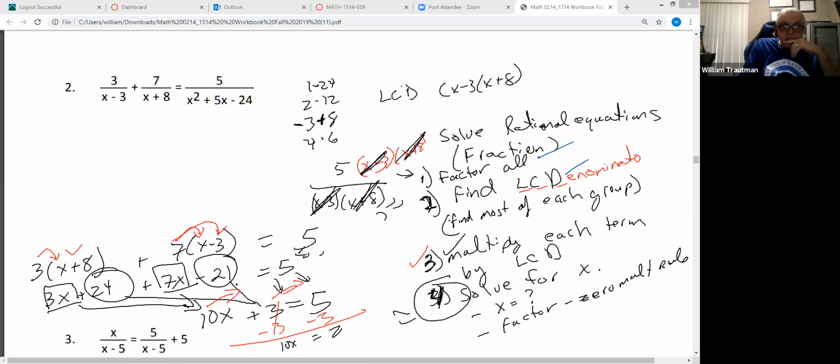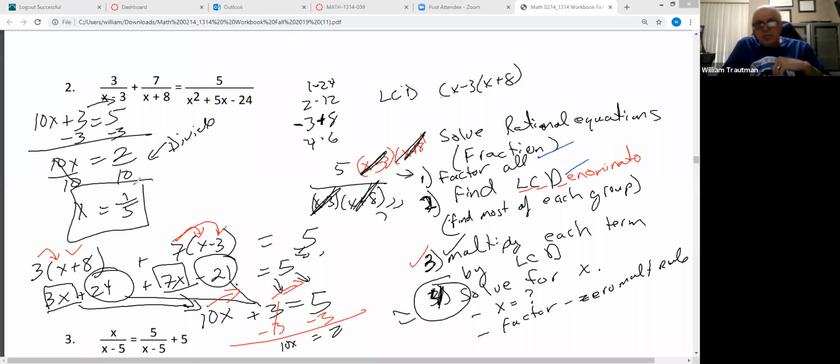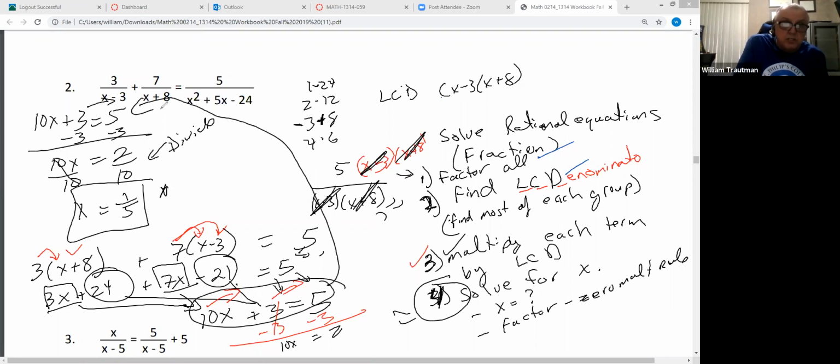So we're at this: 10x plus 3 equals 5. I take the 3 over by subtracting 3. And then I divide by 10. Ten divided by 10 is 1x. 2 divided by 10 on my calculator ends up being 1/5. And that's the answer. What I did was I took this and just brought it up here.